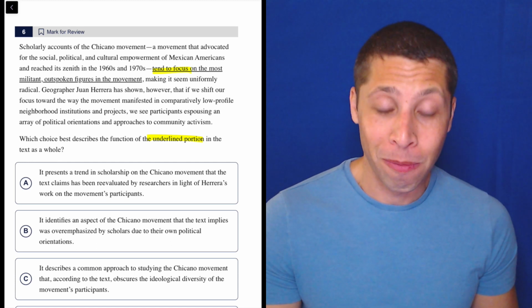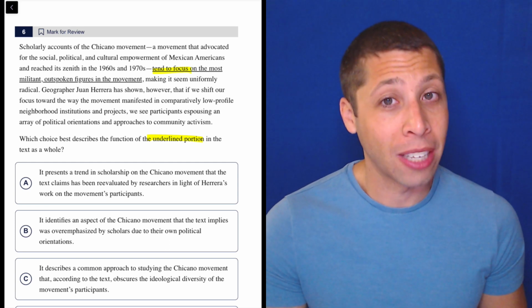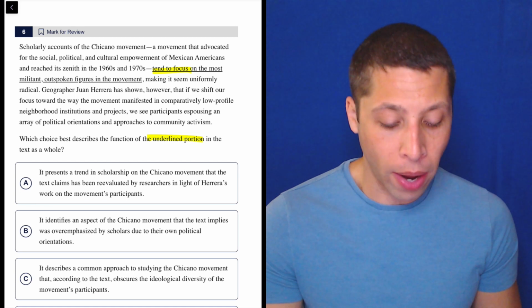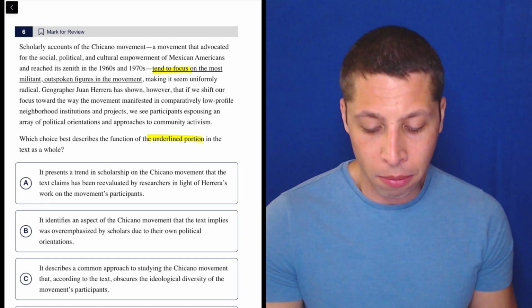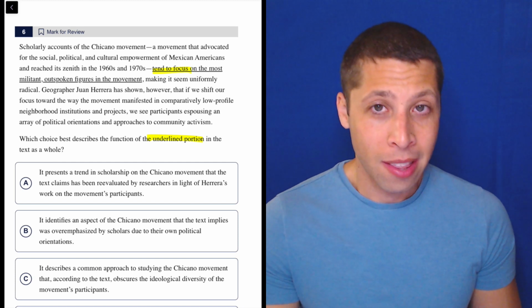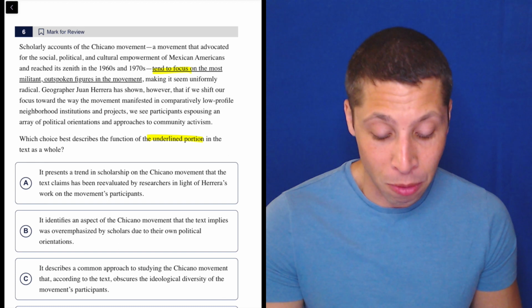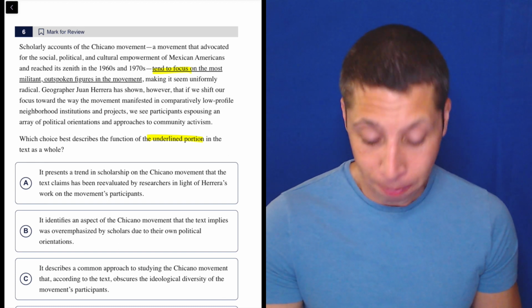This one is much harder. Okay, so this has got a lot of tough vocabulary in the passage. We don't have a lot to go on because the underlined portion is so short. But notice what I highlighted, right? It's about, so they focus on something, some sort of militant, outspoken figures. The first sentence there is kind of just a long description of what the Chicano movement is. So let's just kind of go to our choices at this point and see what we get.